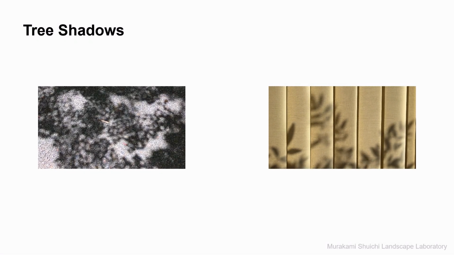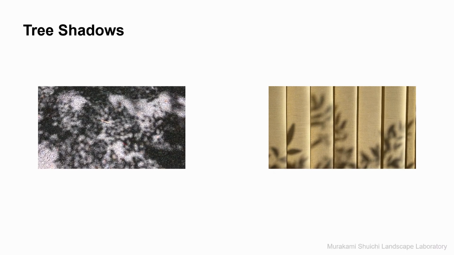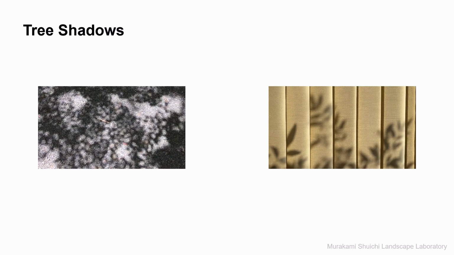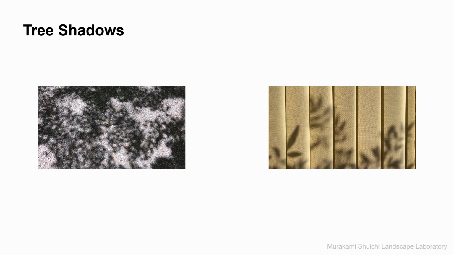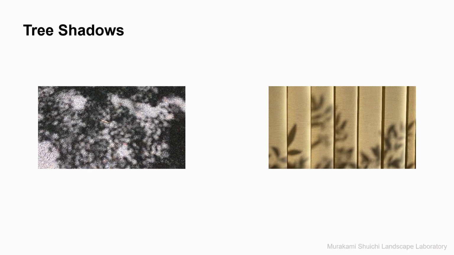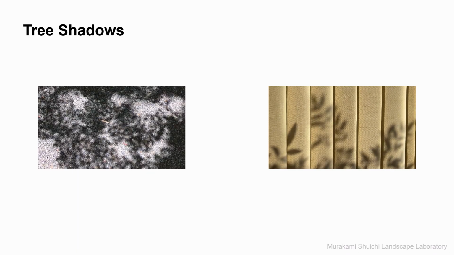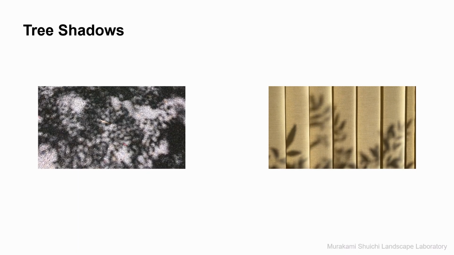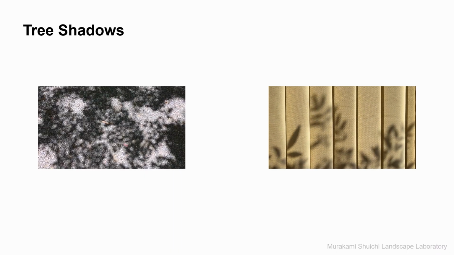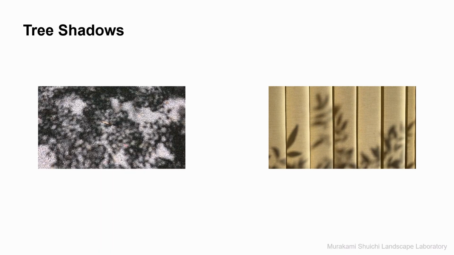Spaces formed by trees are dynamic. They are constantly in motion, never remaining still even for a moment. As shown in the video on the left, sunlight filtering through the gaps between branches and leaves creates delicate patterns of light and shadow on the ground, and the wind sets these patterns in motion. On the right, sunlight projects the silhouettes of branches and leaves onto window screens, and the wind gently animates their forms.